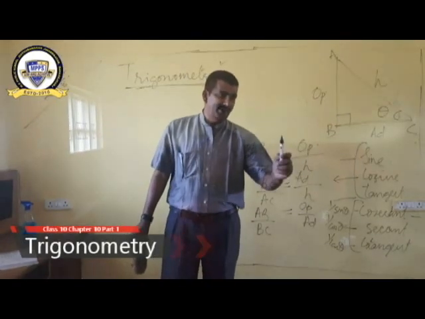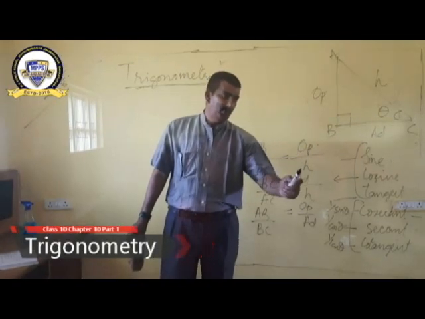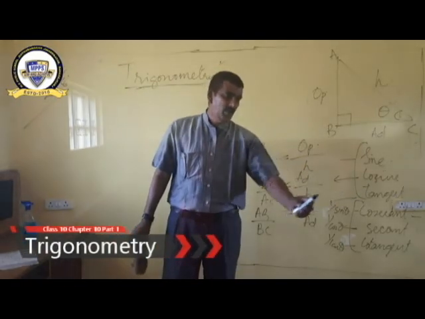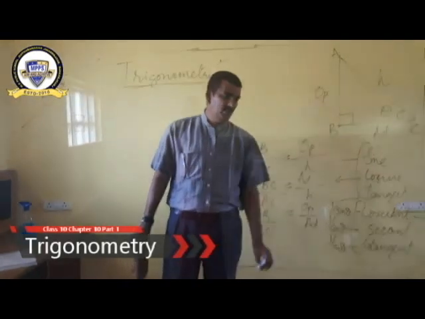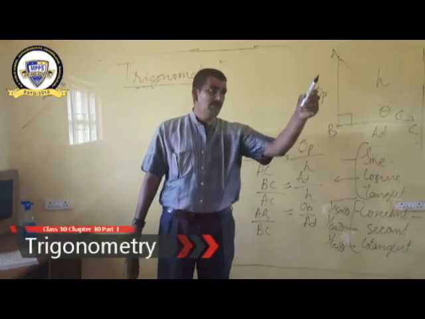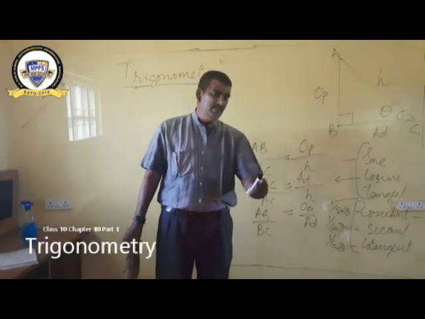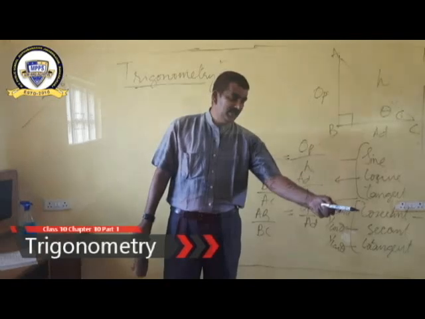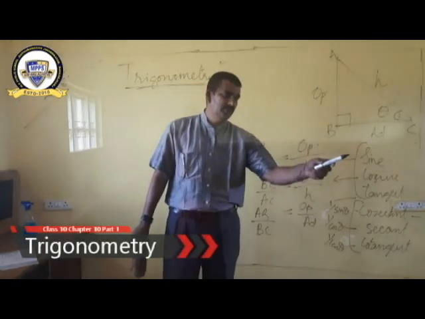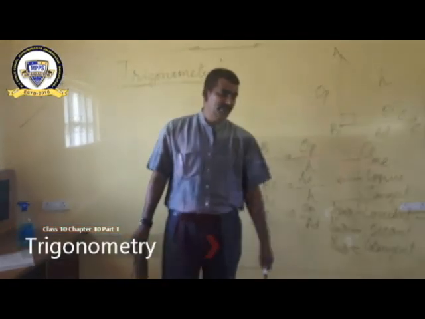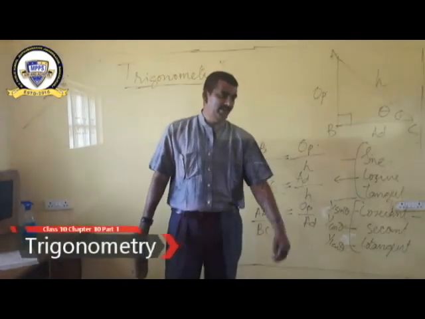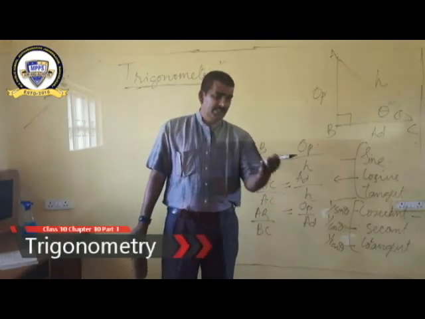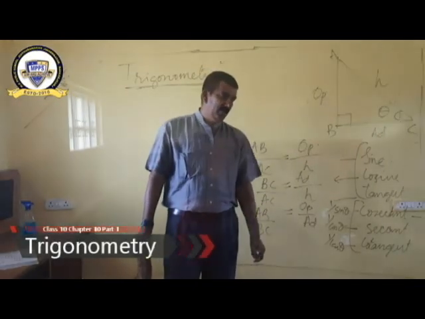Its definition is very clear. Opposite side divided by hypotenuse for sine, adjacent side divided by hypotenuse for cosine, and opposite side divided by adjacent side for tangent. So according to the picture, it is AB by AC, it is BC by AC, and it is AB by BC. Cosecant is the inverse of sine, that is 1 by sin theta. By definition, it is hypotenuse upon opposite side, that is why it is AC upon AB.